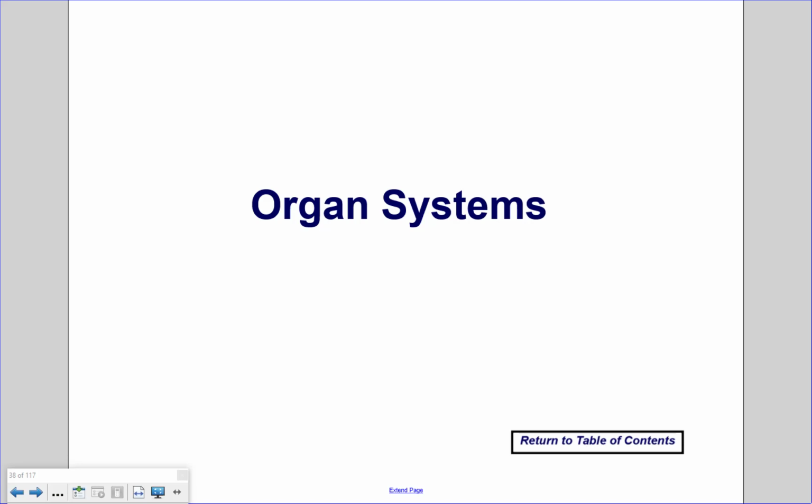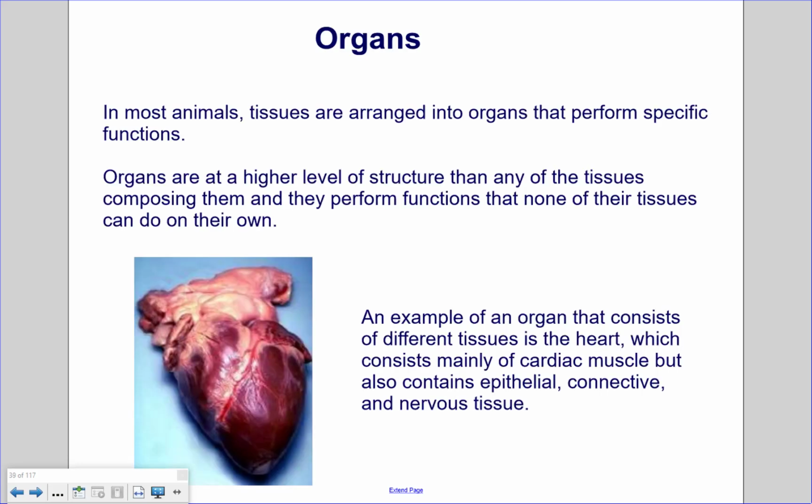Organ systems. Organs. In most animals, tissues are arranged into organs that perform specific functions. Organs are at a higher level of structure than any of the tissues composing them, and they perform functions that none of their tissues can do on their own. An example of an organ that consists of different tissues is the heart, which consists mainly of cardiac muscle, but also contains epithelial, connective, and nervous tissue.